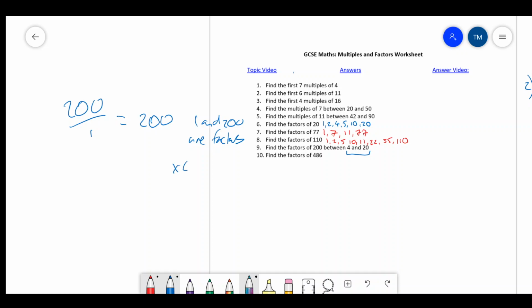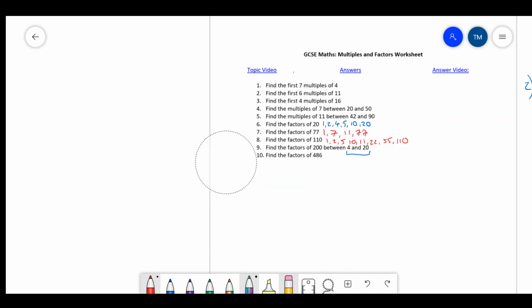So they're lower than 4, or greater than 20: 1 is lower than 4, and 200 is greater than 20. So therefore, we can ignore this one. And we could ignore 200 divided by 2 and 200 divided by 3. So actually what we care about is just the factors between 4 and 20. So let's go and start from 4.